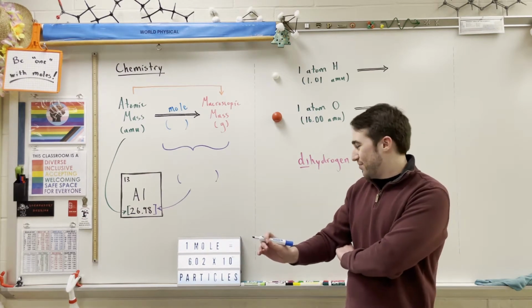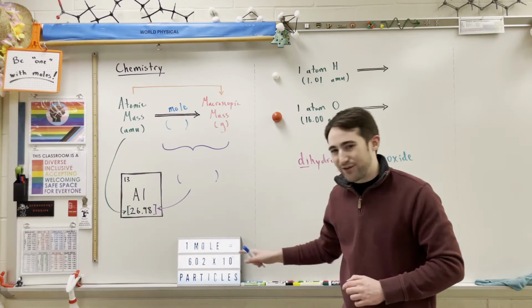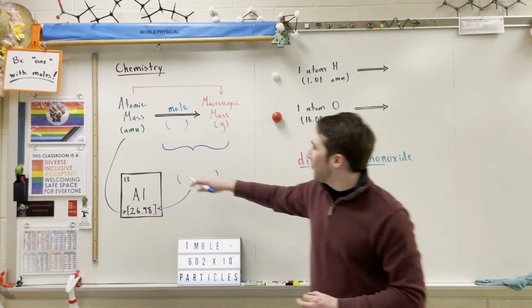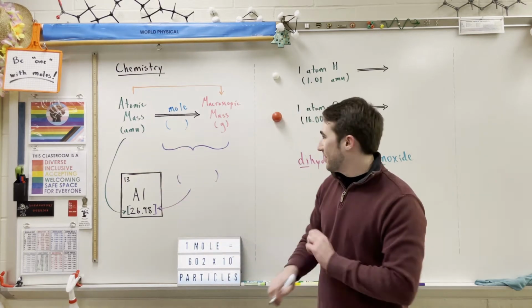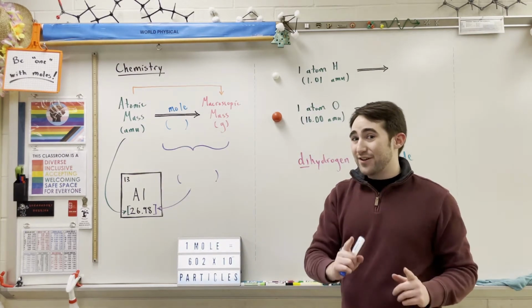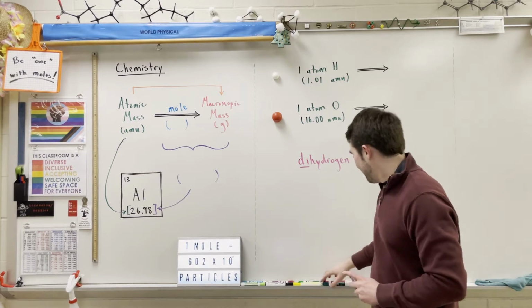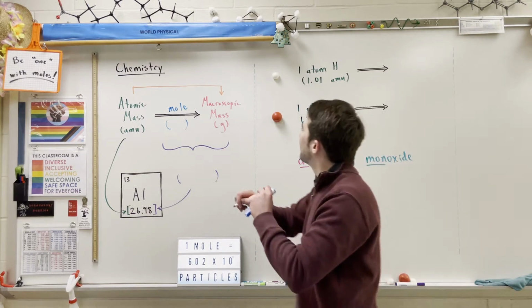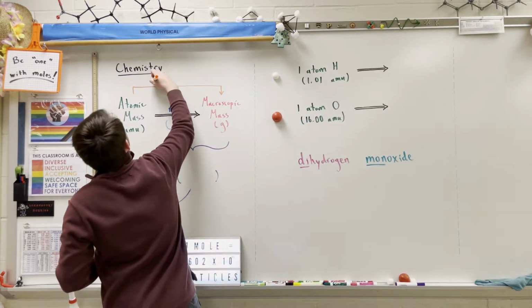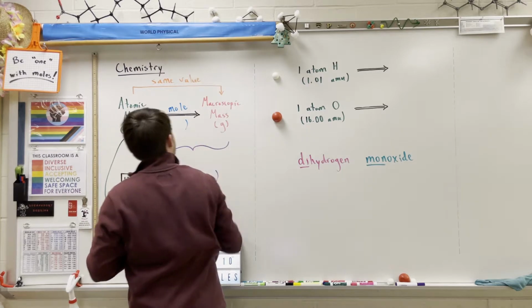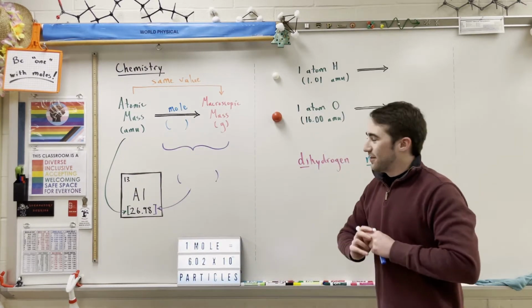It just so happens to be that when we have this many particles of something that we call a mole of something, we go from the atomic mass of something to the macroscopic mass with the same value but a different unit. Same value but different unit.